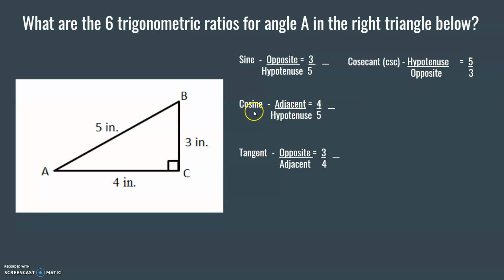The reciprocal trig ratio of cosine is secant. Secant is equal to hypotenuse over adjacent. So you flip 4 over 5, and that would equal 5 over 4.